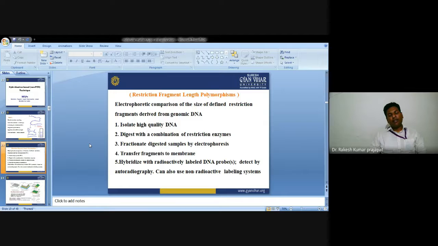First, we have to isolate high quality DNA from the source organism, the source plant cell, and digest it with restriction enzymes. We can use individual enzymes or a combination. Then fractionate the digested sample by electrophoresis: we run all these restriction fragments on an agarose gel. Then transfer the fragments to a membrane, hybridize with a radioactively labeled DNA probe, and detect through autoradiography. We can also use non-radioactive labeling.